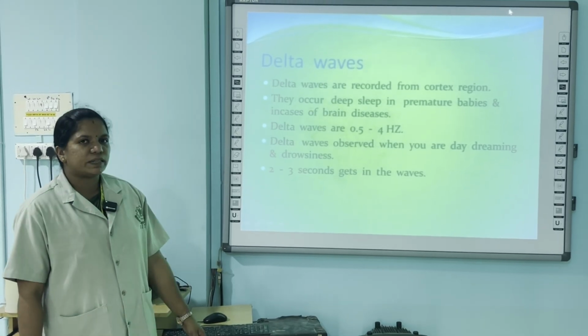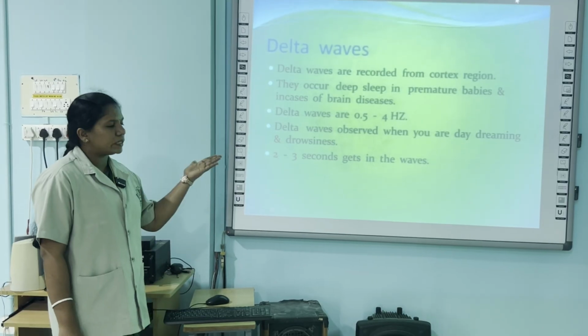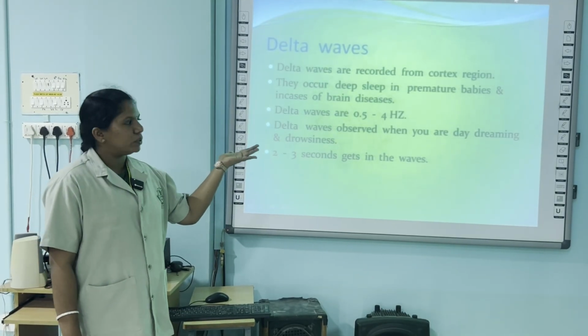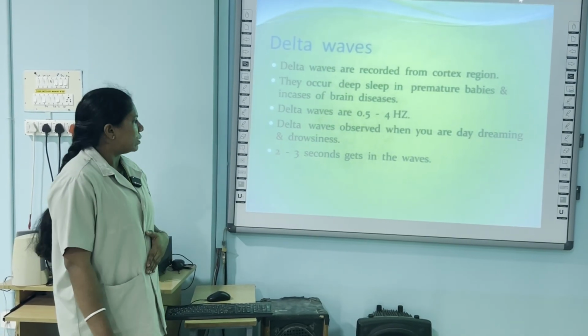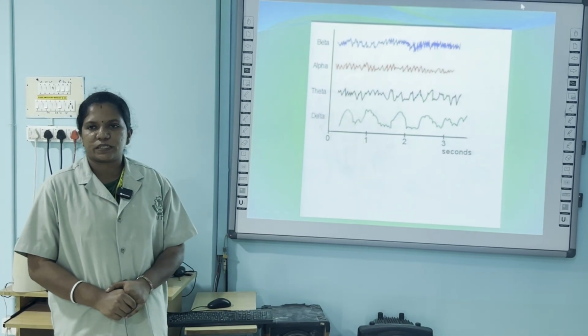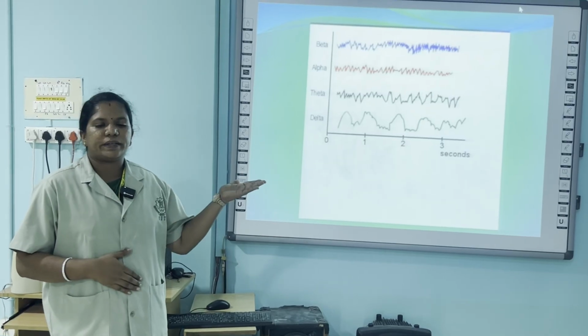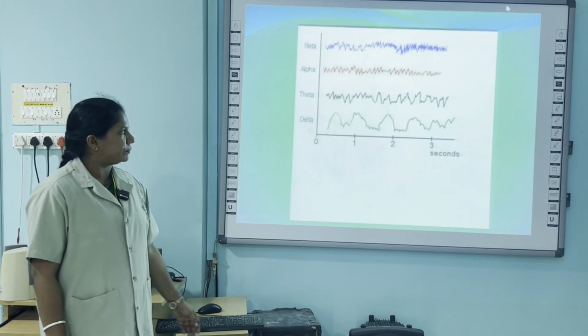The next one is delta waves. It is obtained from the cortex region. The frequency normally obtained is 0.5 to 4 hertz. So, look at the waveform. This is an EEG waveform that will be obtained either on a computer screen or it can be recorded on paper.